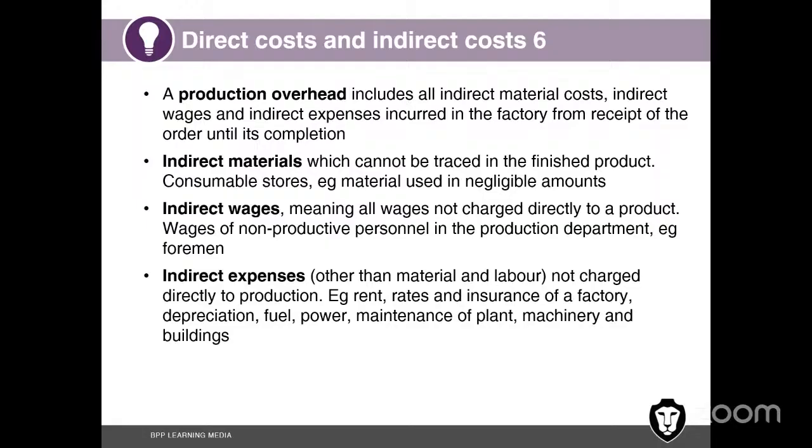Prime cost would be the direct material, direct labor, and direct expense. And then everything else is normally considered overheads. So that would be indirect material, indirect wages, and indirect expenses, right? These are items that sometimes not all of it can be charged to production.